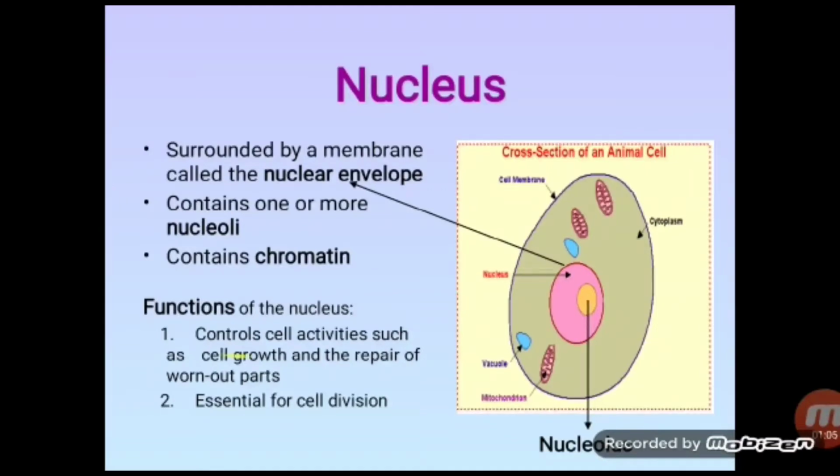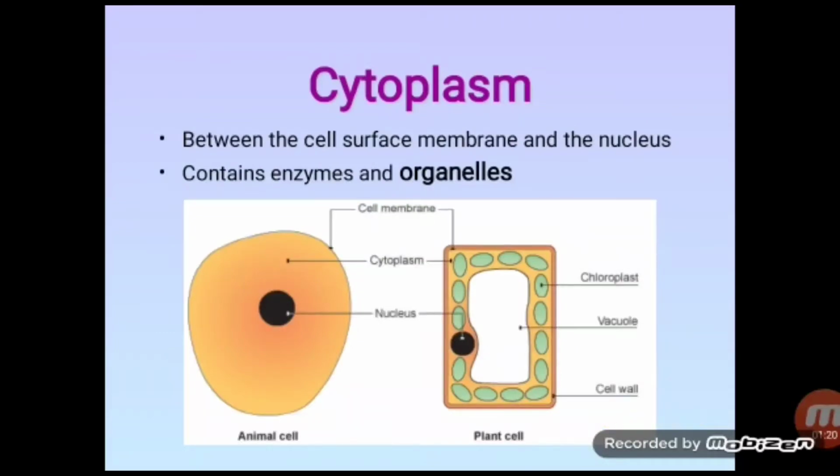It controls all the activities of the cell, such as cell growth and repair of worn out parts. There are two types of cell division, meiosis and mitosis, which are controlled by the nucleus, essential for cell division. And here is cytoplasm.